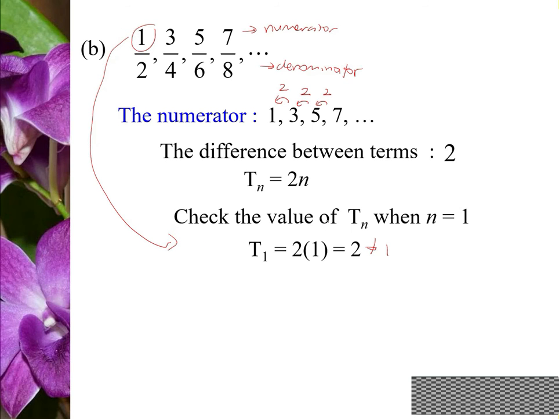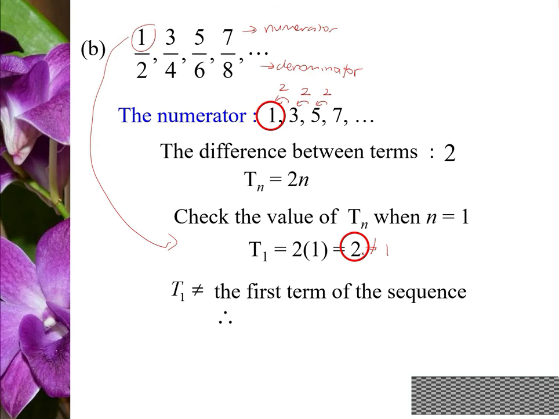So if it's not equal, how to correct this error? Since the value of the term is 1, which is less than 2, we have to minus 2 with 1. So we correct this error and write Tn equal to 2n minus 1. You can check if it's correct or not. 2 minus 1 is 1. T2, 2 times 2 minus 1 is 3, and so on. So this formula now is correct for the numerator.